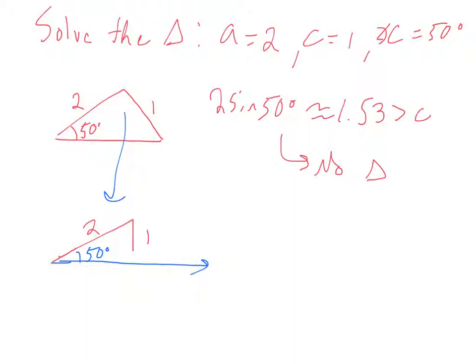And so I have a situation where there's no triangle that can be made. So that ends up being the solution. There's no triangle. Well, there is no solution, I should say. Okay, so you got to be careful about that. Sometimes with SSA, you can't even make a triangle out of it.